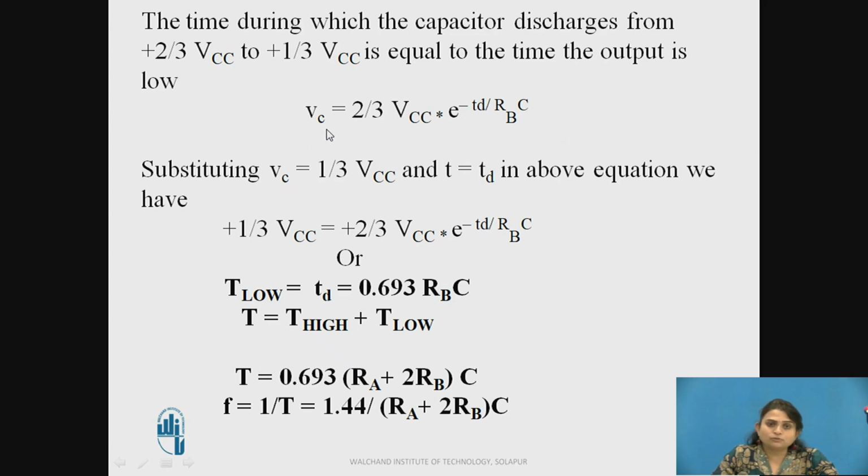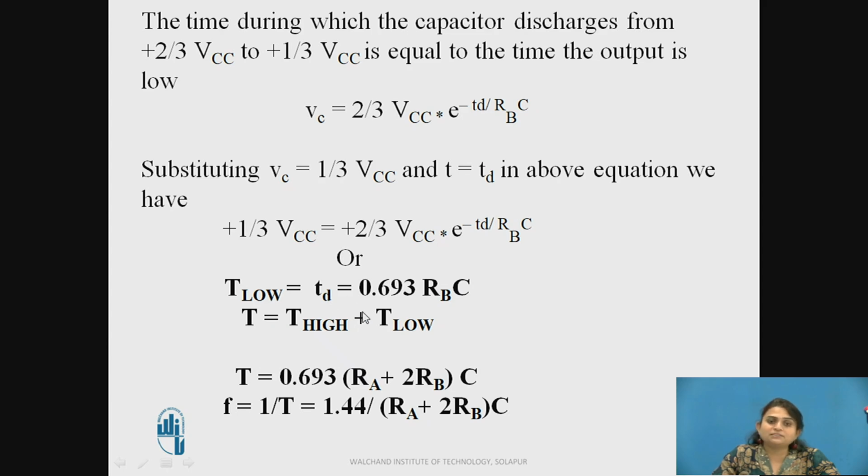So, Vc, that is the discharging voltage, is 2/3 VCC e^(-Td/(Rb C)). Here we have to substitute Vc equal to 1/3 VCC and t equal to Td in the above equation. So, we will get the equation 1/3 VCC equal to 2/3 VCC into e^(-Td/(Rb C)). After solving it, we will get the delay time, that is T low, which is equal to 0.693 Rb C.